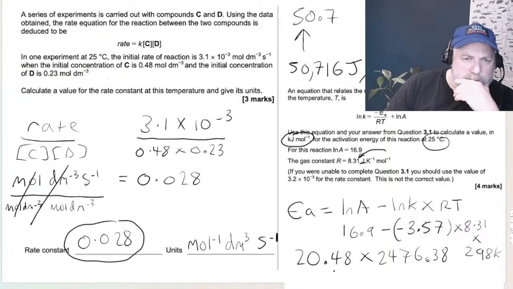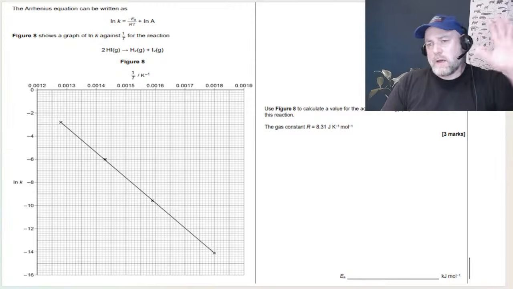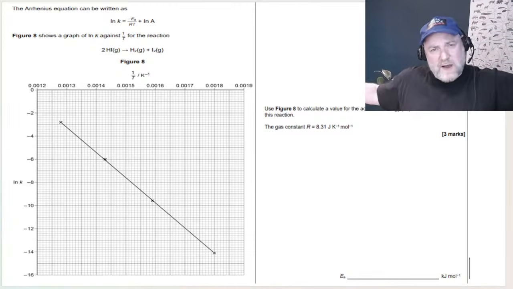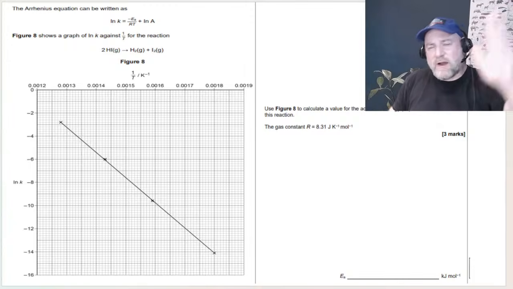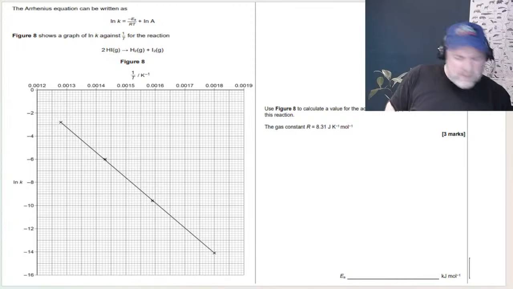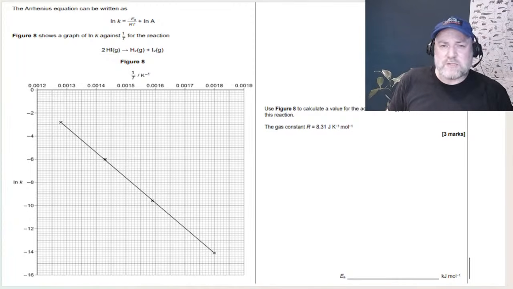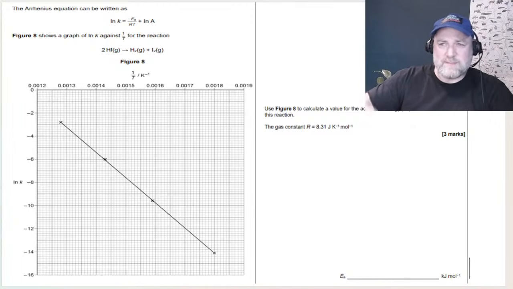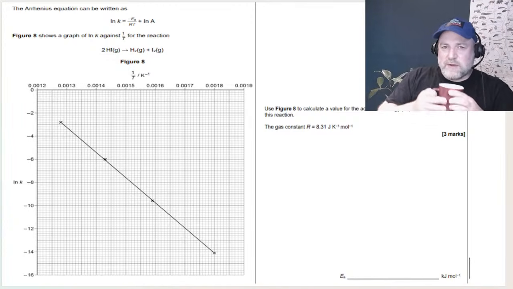Let me find one with a graph for you, for those of you that love a bit of EA. All right, let me give you the Arrhenius graph, and then at least we can tick off Arrhenius, and we don't have to look at this again. Hopefully after tomorrow, you'll never have to look at the Arrhenius equation ever again, unless you're doing chemistry at A level, at uni, and then yeah, enjoy it.